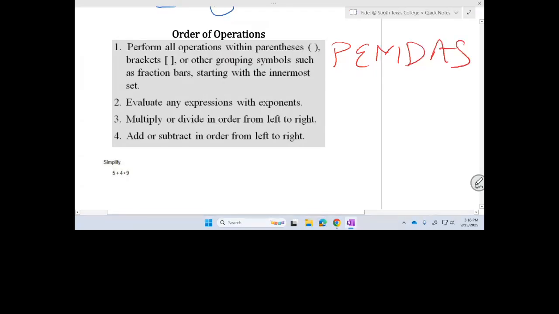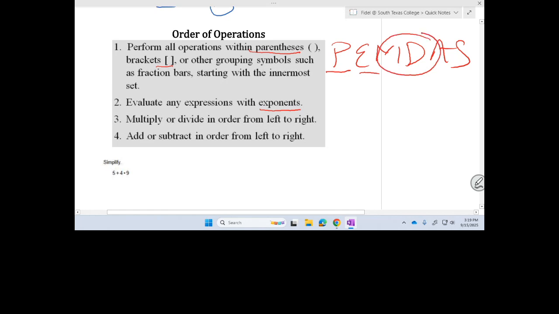PEMDAS, did anybody ever learn that back in school? Okay. Y'all remember what the P stood for? Parentheses. Okay, look, y'all. Number one says, let's do all the stuff in parentheses. We could have brackets, we could have fraction bars, but that's what it stands for. Okay, good. What does the E stand for? Anyone remember? Exponents. All right, look, there we go. Number two, we're going to do stuff with exponents.